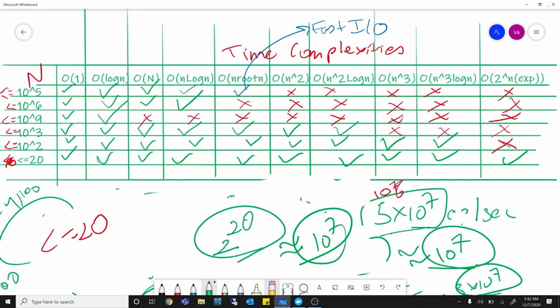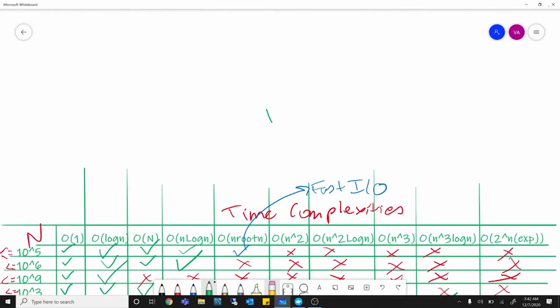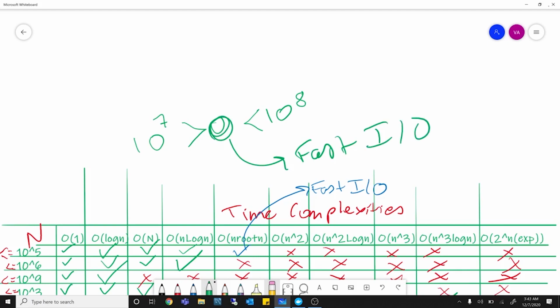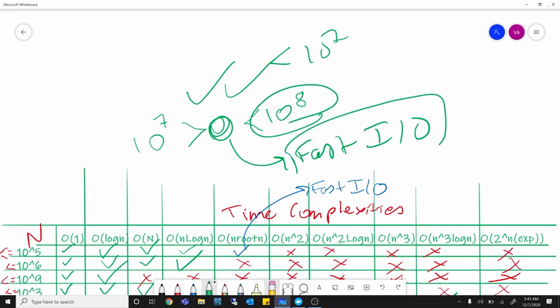Let's just summarize it in a short manner. What we can say is that you can use iterations up till 10 to the power 8. I know that I used 10 to the power 7, but hold on. You can use iterations less than 10 to the power 8 and greater than 10 to the power 7, but for this range, you need fast IO. And anything less than 10 to the power 7 is a valid time complexity. If you're using a number of operations less than 10 to the power 7, that is definitely valid. If you're using greater than 10 to the power 7, then your number of operations should be less than 10 to the power 8, and in that case, you have to use fast IO.